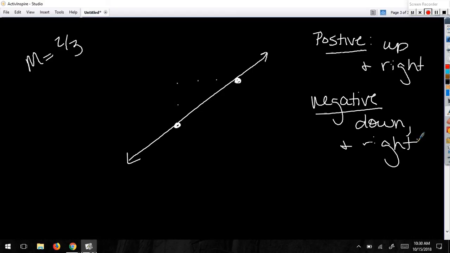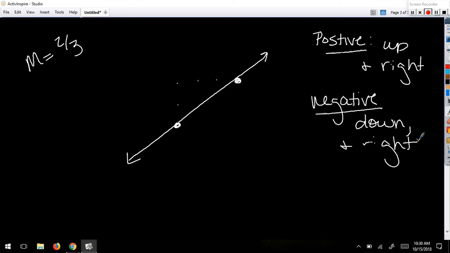If you started at this point, and let's say my slope was negative 2/3, if I went down 2 and then left 3, look at that line. Is that a positive slope line or a negative slope line? It looks like it's going up a hill, so it's positive. So in order to make it negative, I have to go down 2, but I still go right 3, and it makes it negative. Okay, so always right. So either up and right or down and right, depending on if it's positive or negative.